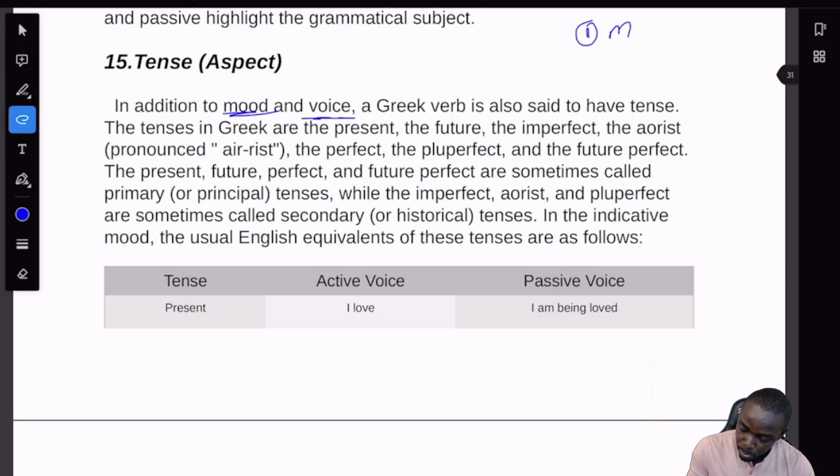So one, you have mood. Two, you have voice, VOICE. And three, now you are introduced to tense, right?